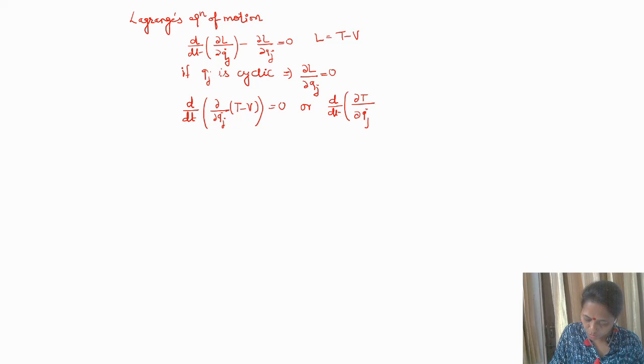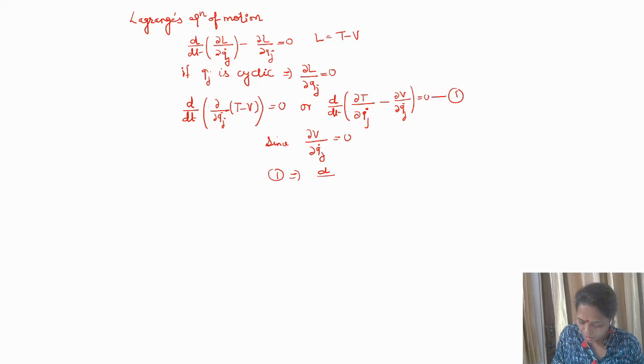Delta T delta qj dot minus delta V delta qj dot is 0. But what is delta V delta qj dot? V is a force potential function, which is independent of velocity components. So it is 0. So what does this imply? d/dt of the derivative of delta T delta qj dot is 0.